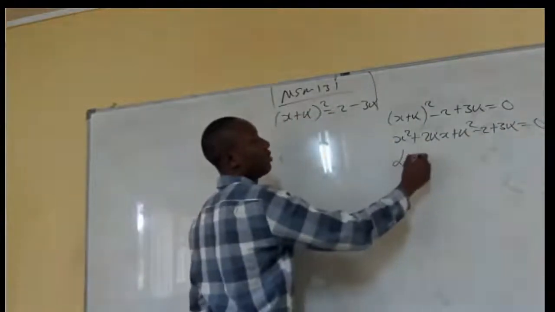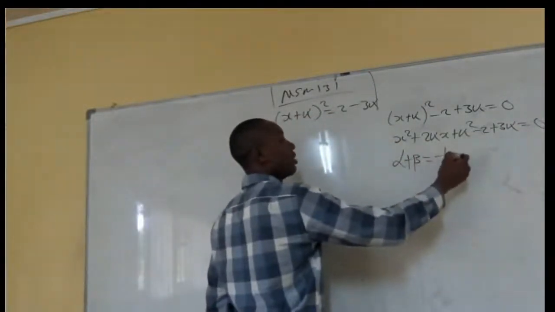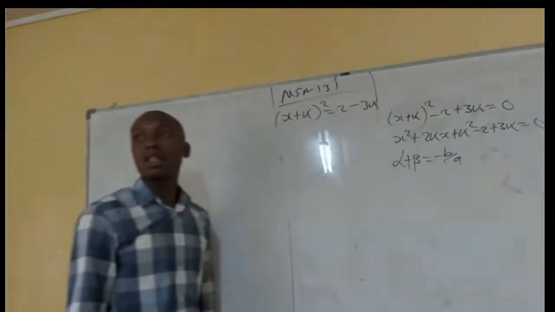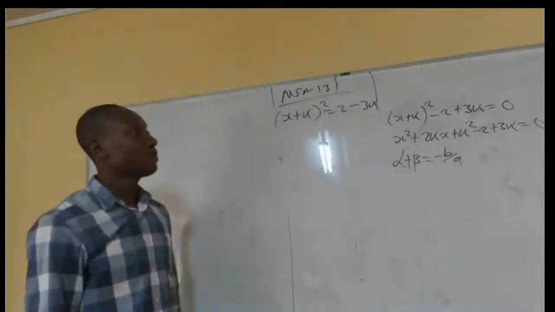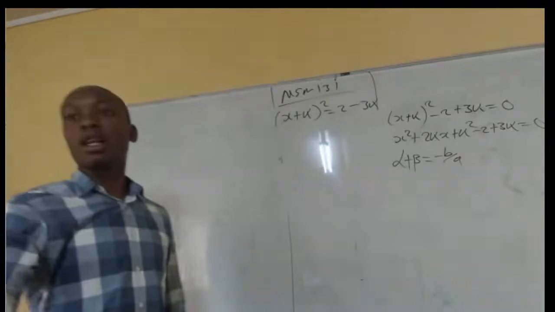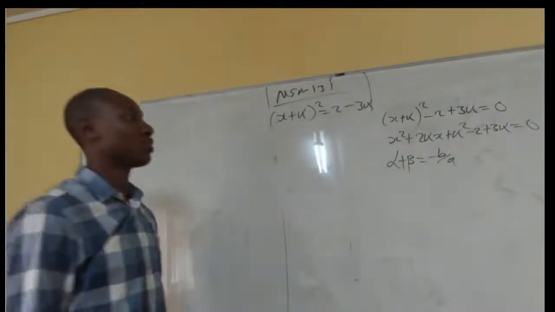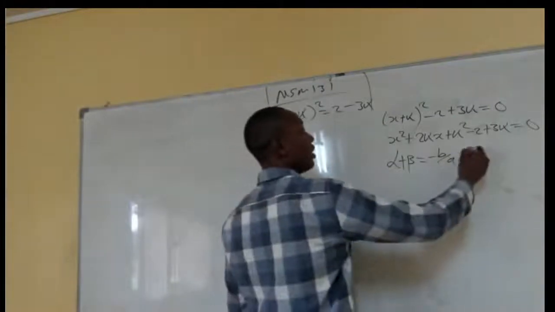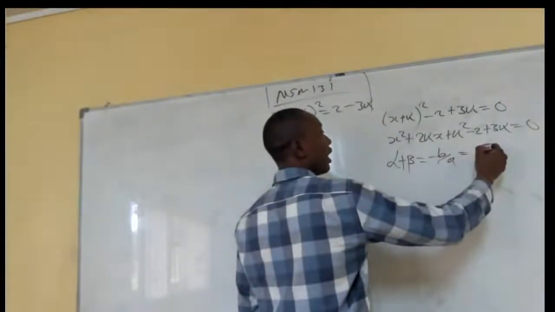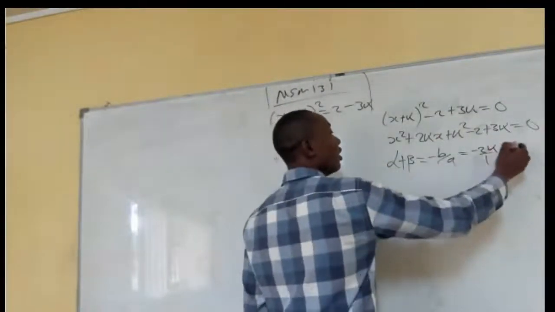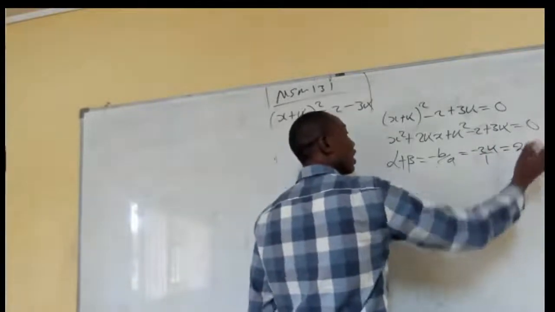Now I need the sum of the roots, which is given as negative b over a. Then we also need the product of the roots. So the sum of the roots: here b is 2k, so it's negative 2k over 1, which is just negative 2k.